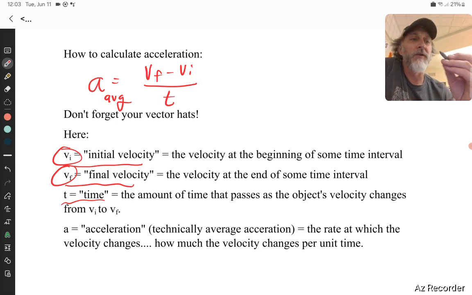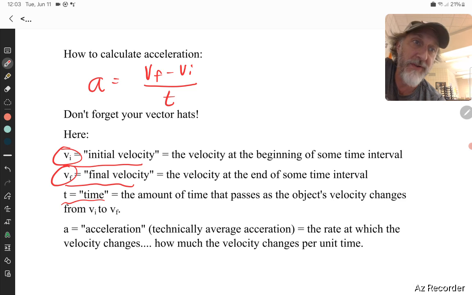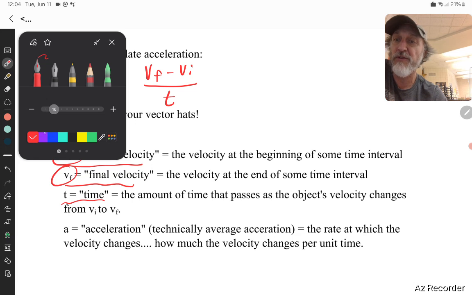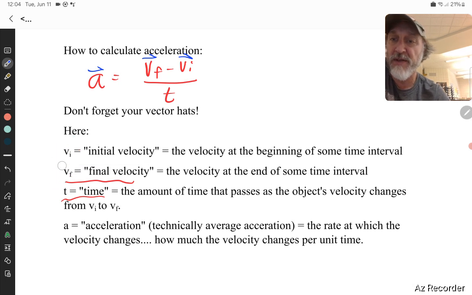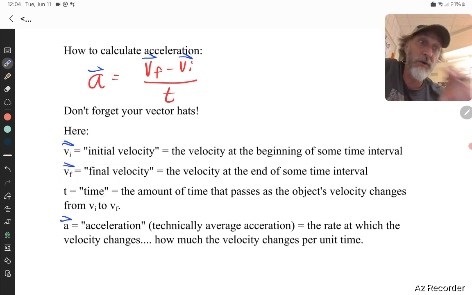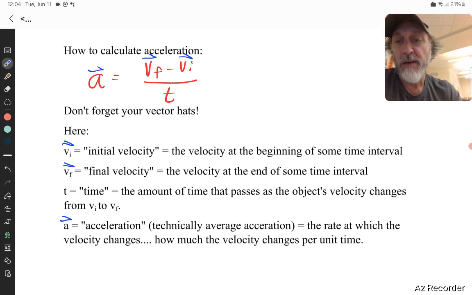All right, so I'm not going to worry about writing average every time, but one other thing we do need to be aware of is that these are all vectors, so I'm going to put a vector hat on them. Same thing down here. Notice time is not a vector. So there's our equation for acceleration, Vf minus Vi over t.